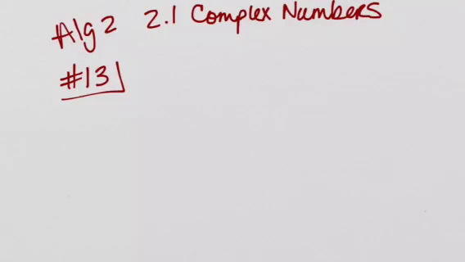Okay, 2.1 is on complex numbers, where we end up with the imaginary number i, which equals the square root of -1. And number 13 is underneath the adding and subtracting section, and it looks something like this.